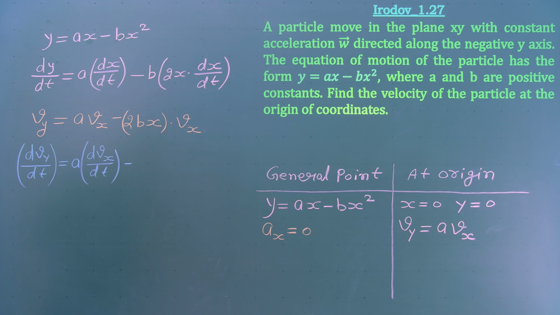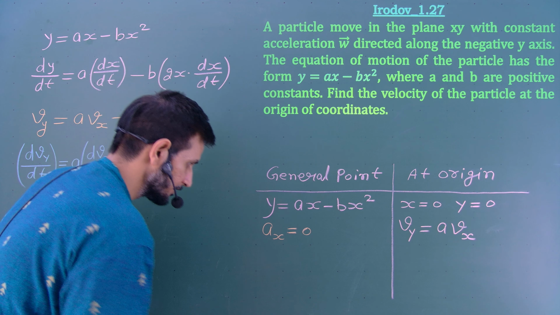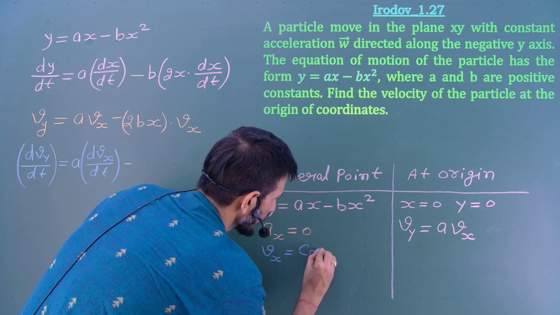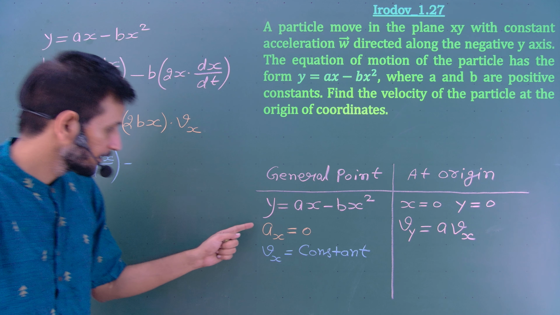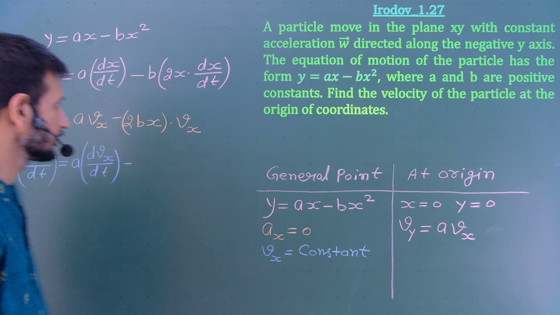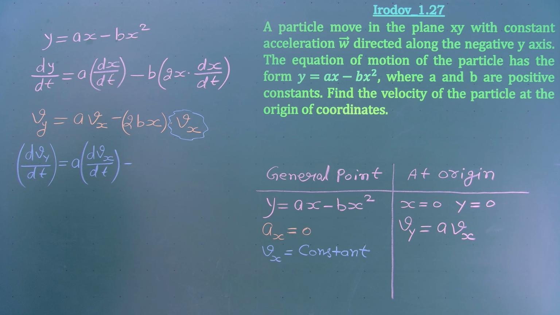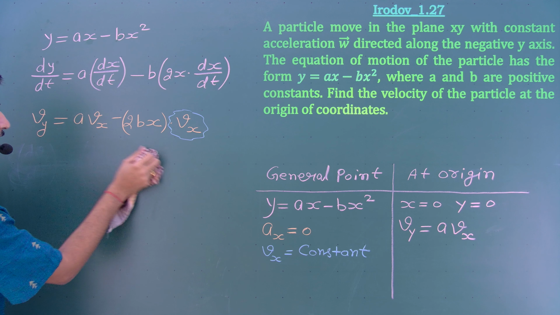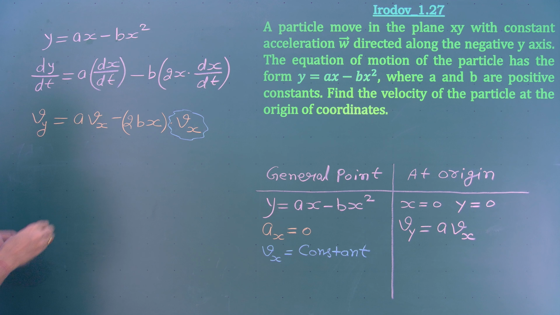One more point is that the acceleration of the particle in x direction is 0. It means that the velocity of the particle in x direction must be constant, because there is no acceleration in x direction. So this is not a variable. Let me use this concept. Vx is not a variable, Vx is a constant. So differentiation of a constant is always 0.